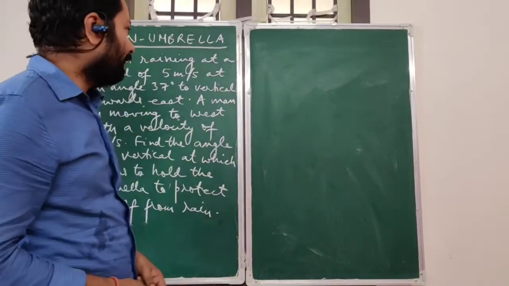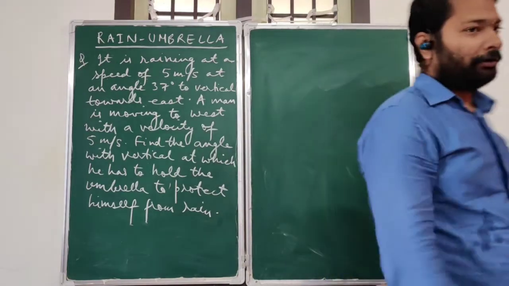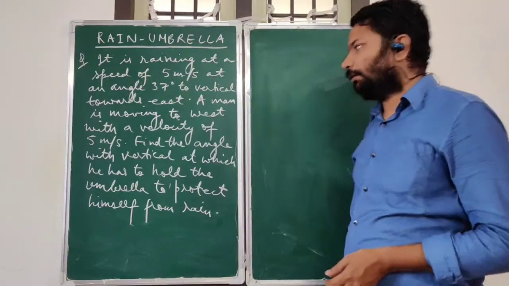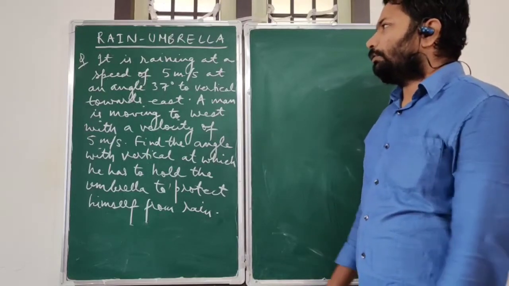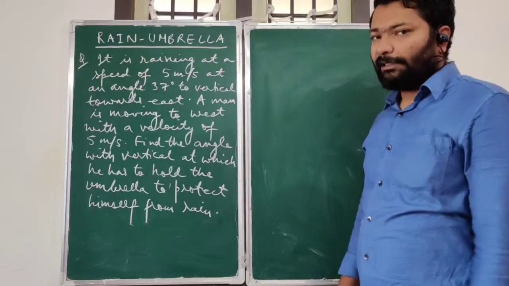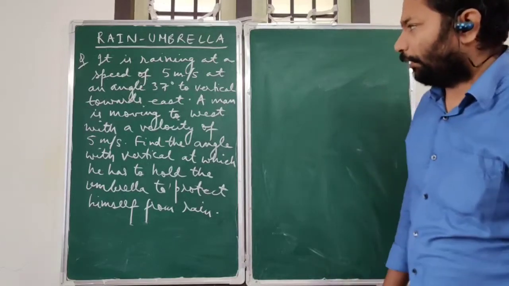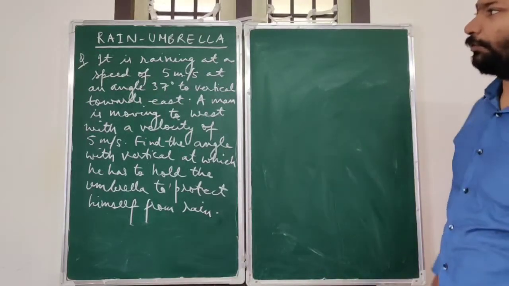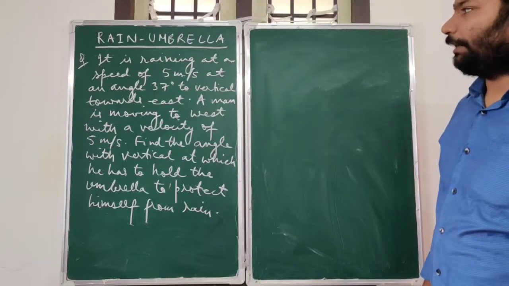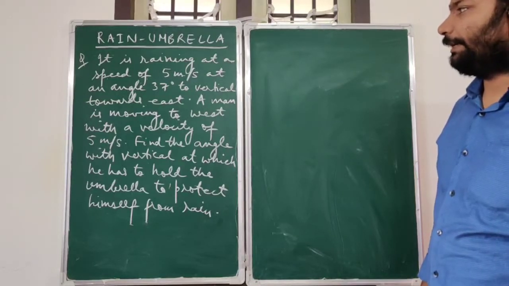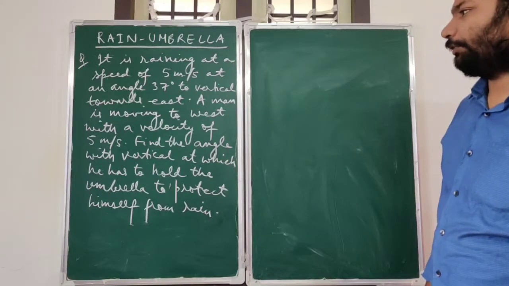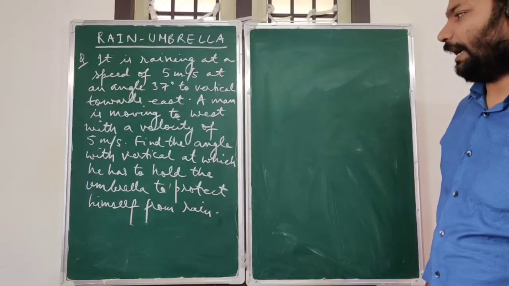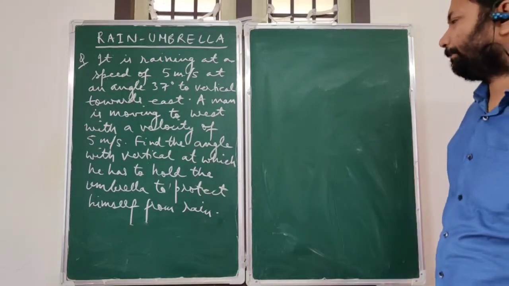Okay, so let's take up a question which is based on the rain umbrella concept in kinematics. These types of questions are based on relative velocities. So let us see what the question is. It is raining at a speed of 5 meter per second at an angle of 37 degrees to the vertical towards east. A man is moving to west with a velocity of 5 meter per second. Find the angle with the vertical at which he has to hold the umbrella to protect himself from rain.